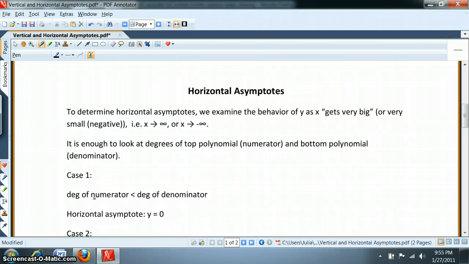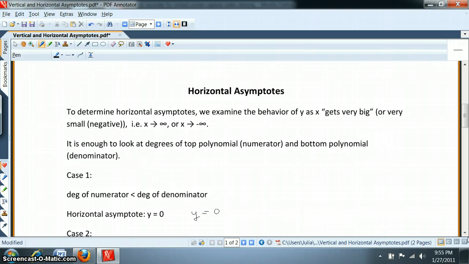In case 1, what happens when the degree of the numerator is strictly less than the degree of the denominator? Well, in this case, when x gets very large or very small in the negative perspective, the denominator takes over. That means the whole function gets very small, which we say as y tends to 0. And because the function gets very small, that means y is equal to 0. Let's put 0 right here. So y equals 0. And this would actually be a horizontal asymptote. So whenever the degree of the numerator is smaller than the degree of the denominator, the horizontal asymptote is y equals 0.